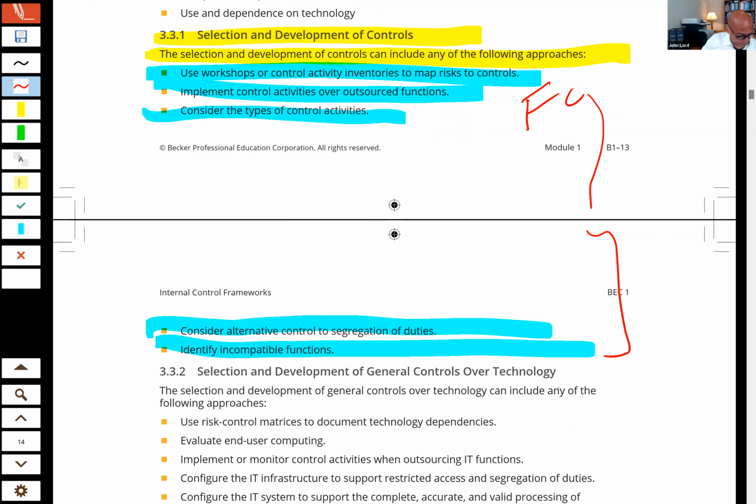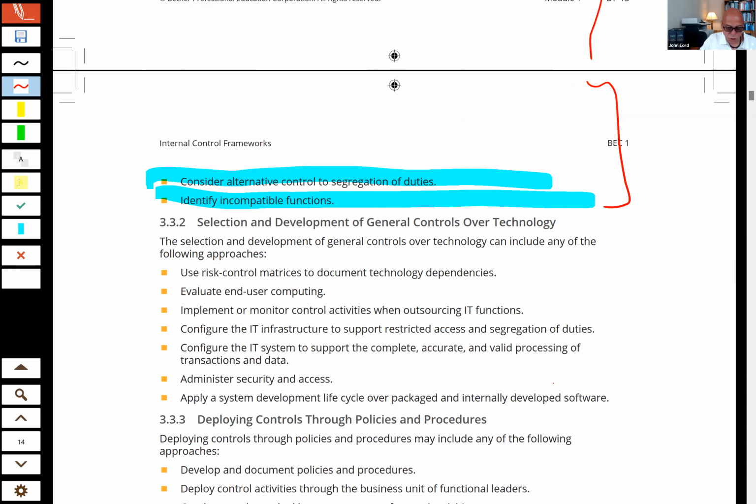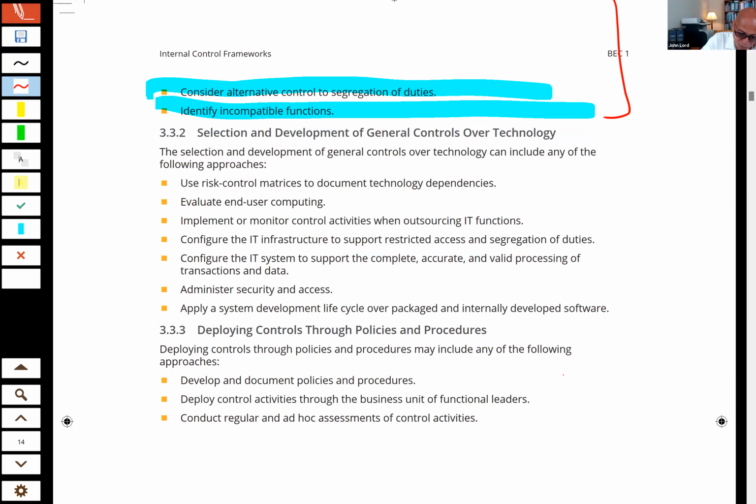Then you can go ahead and select and develop general controls over technology. Now, general controls are over technology, things like the use of passwords and whatnot. So it can include any of the following: use risk control matrices, implement or monitor control activities, configure the IT infrastructure to support restricted access and segregation of duties.